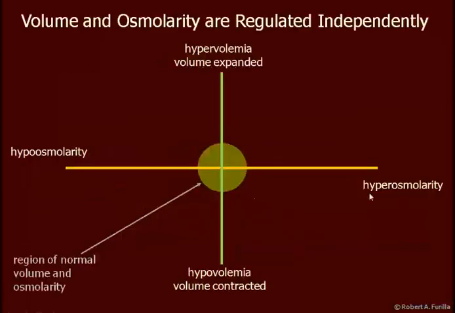I've shown this target. If you've seen some of my other talks, I've shown this target. This is where we want to try to be. If our volume is too high, we want to try to bring it back down. If it's too low, we want to bring it back up. If we are too concentrated, we want to move toward this target, and if we are too dilute, we want to move back. If you've listened to my talk on atrial natriuretic peptide, this is the hormone that's released when volume is too high. Atrial natriuretic peptide causes sodium excretion and water excretion, and that brings our volume back to our target.